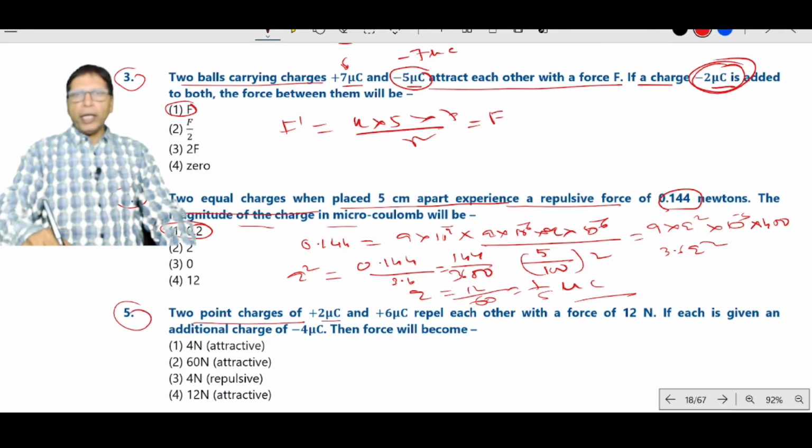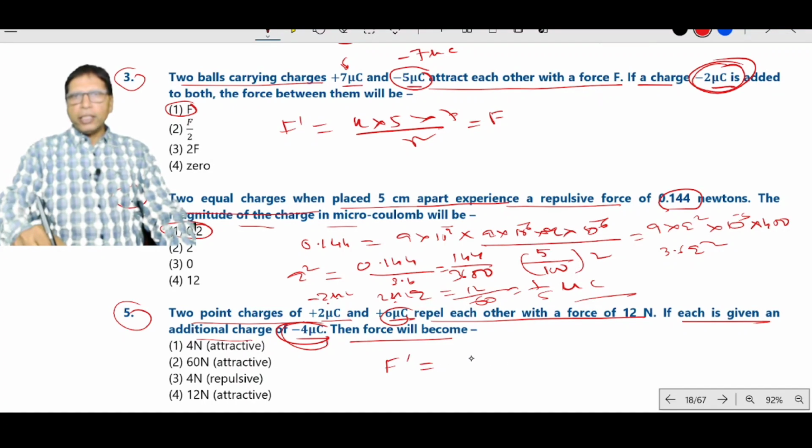Two point charges, 2 microcoulomb and 6 microcoulomb, repel each other with a force of 12 Newton. If each is given an additional charge of minus 4 microcoulomb, then what will the force become? Look at this: when minus 4 microcoulomb is given to this, its charge becomes minus 2 microcoulomb. When minus 4 microcoulomb is given to this, its charge becomes 2 microcoulomb. Now minus 2 microcoulomb and 2 microcoulomb attract with the force F dash.